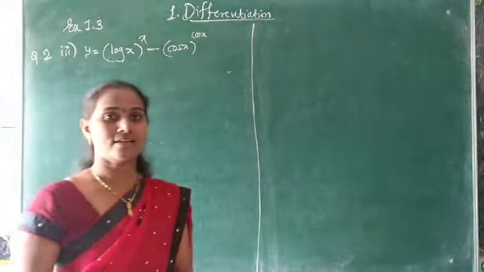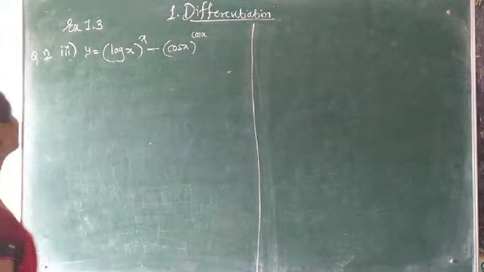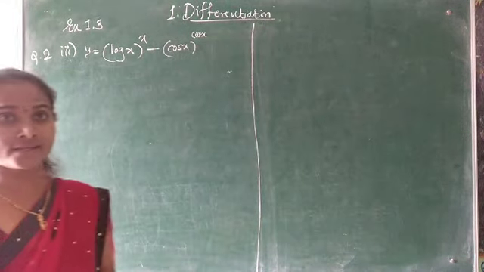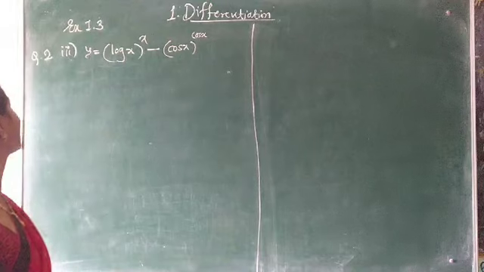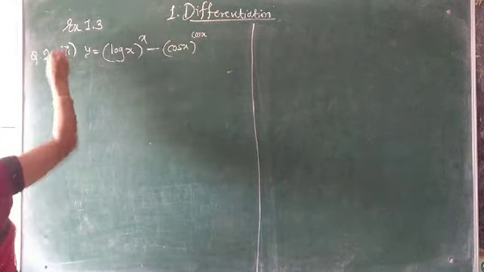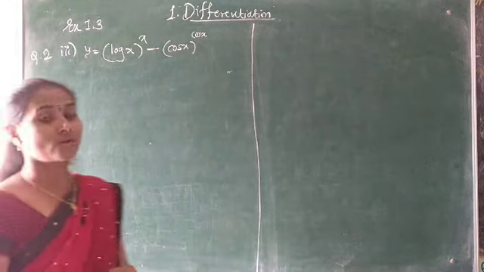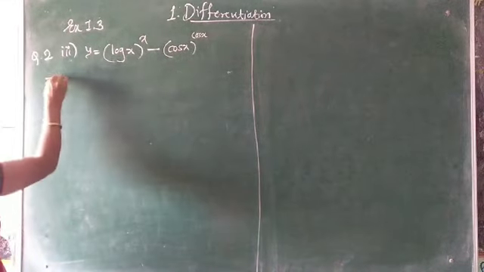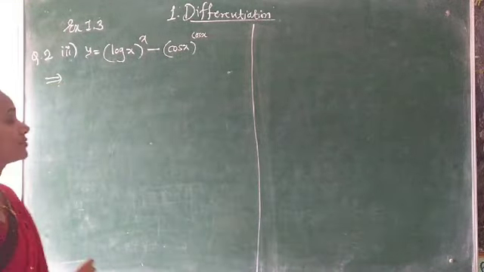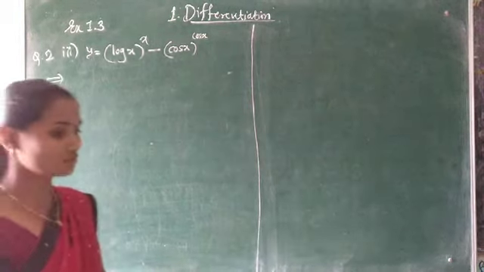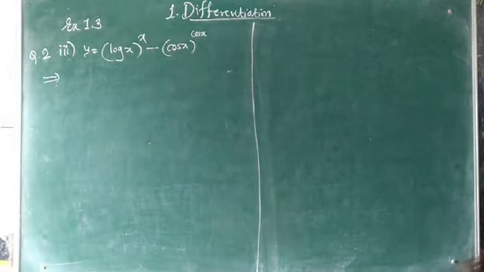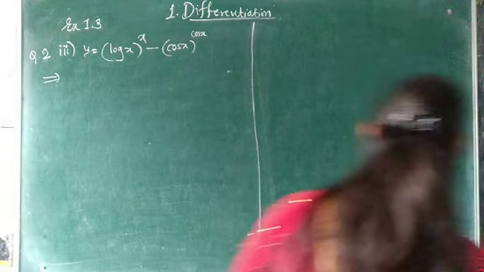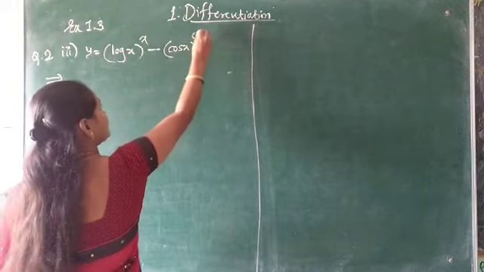Hi student, in the last lecture we solved exercise number 1.3 questions up to question 2, sub-questions first and second. Now we solve the next question, number 3: y is equal to (log x)^x minus (cos x)^(cot x).